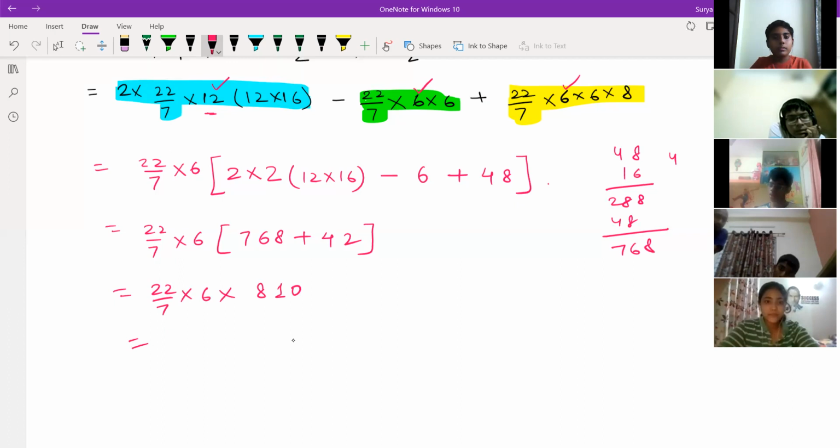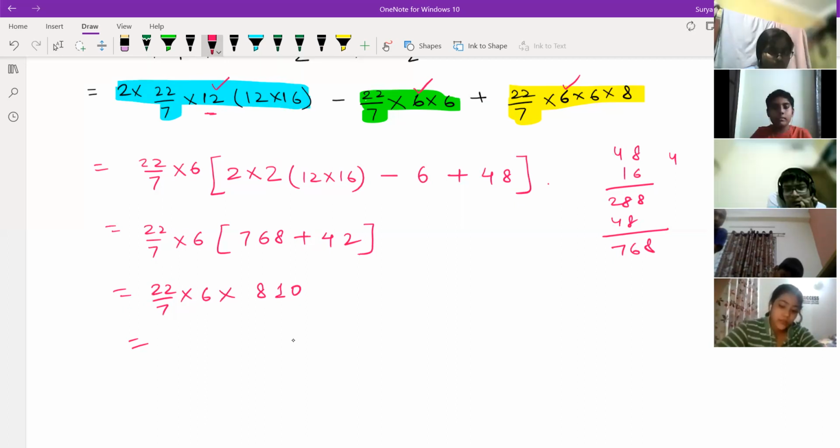So now what is the answer coming? Just check once. Are we getting the same thing or different? Calculator I'm using now. 22 into 7, 22 into 6 into 8 10, divide by 7. 15274. 15274.28, this is coming. Let me check once.